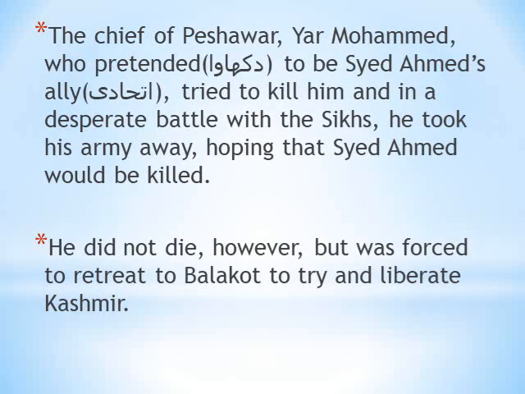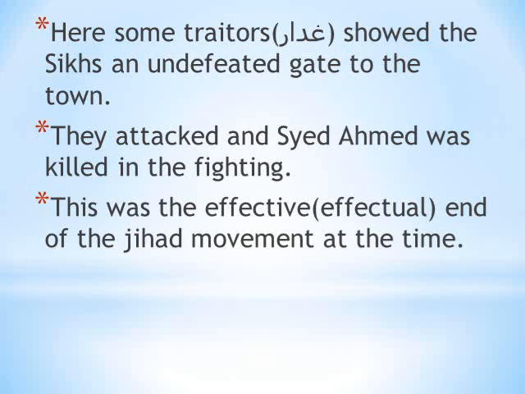The chief of Peshawar, Yar Muhammad, who pretended to be Syed Ahmad's ally, tried to kill him, and in a desperate battle with the Sikhs, he took his army away, hoping that Syed Ahmad would be killed. He did not die, however, but he was forced to retreat to Balakot to try and liberate Kashmir. Here some traitors showed the Sikhs an undefended gate to the town. They attacked and Syed Ahmad was killed in the fighting.